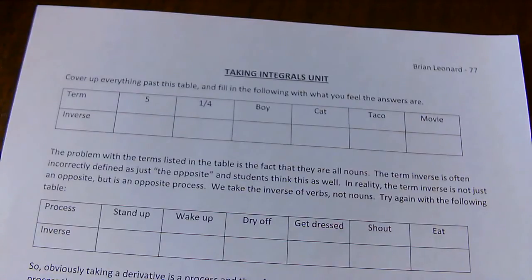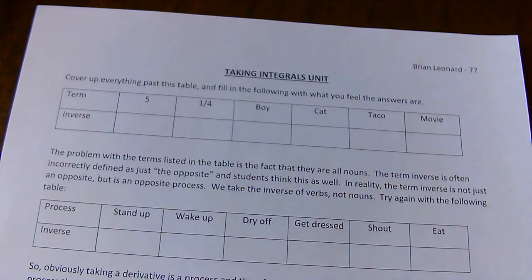Inverses. Inverse of 5? Inverse of 1/4? Well, I mean, we could do that. The inverse of 5 is -5 if we were talking about additive inverse. Inverse of 1/4 is 4. Think about multiplicative inverses. Inverse of boy, I guess you could say cat.